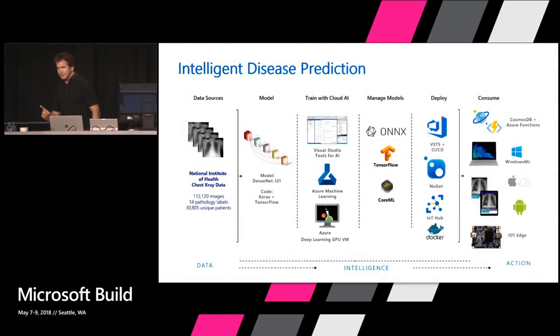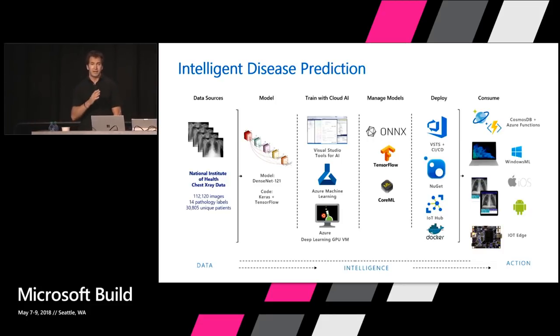This is the exact same process we showed you earlier for identifying what kind of drink it is or anything else. We start with the input sample data. In this case, it's the chest x-rays. We train the model using our tools, using our cloud. Then we export those models or host the models in the cloud.